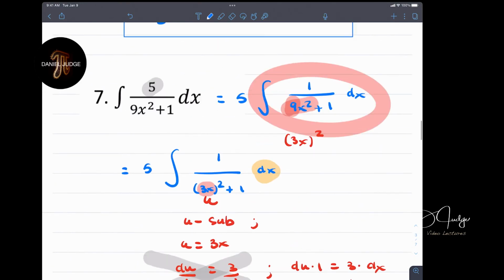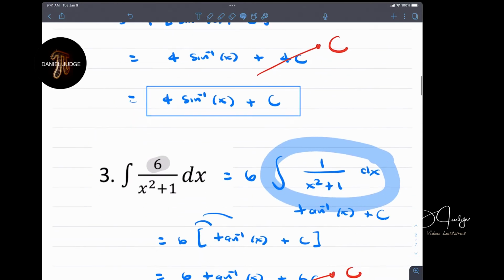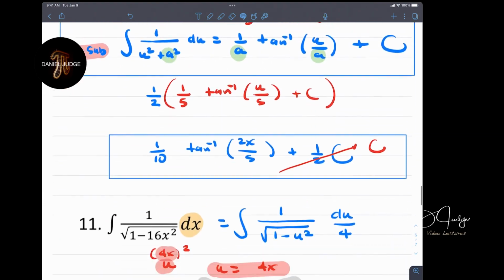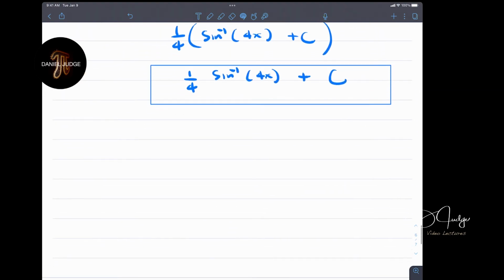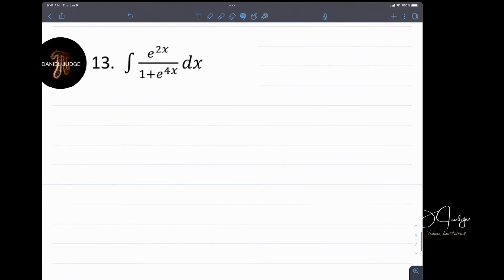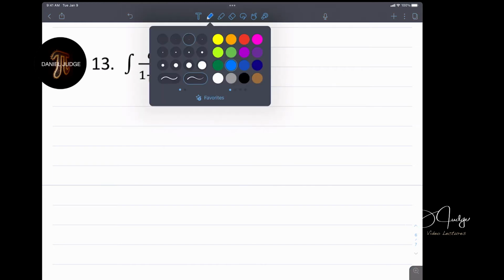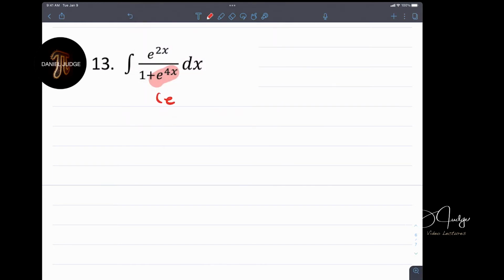It's number 13. Okay, so this is kind of an interesting question here. Kind of looks like that inverse tangent. It's going to be that. Here's what I mean. We're going to write this e to the 4x as e to the 2x squared. Notice you still have that 1 there.